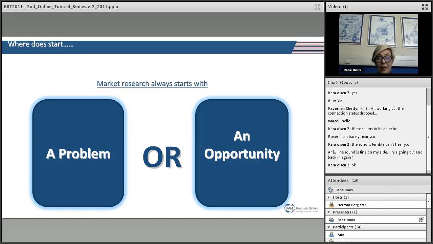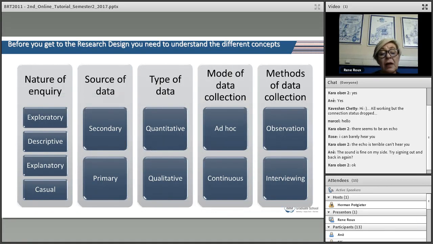So let's fire away. It is important to understand that market research always starts with either a problem or an opportunity. So either something has happened and they need to fix it, and they don't know why it happened, or they don't know how to fix it, or there's maybe an opportunity to go in a joint venture, to market a new product, increase price, to try and develop a new target market. So that's how research usually starts.